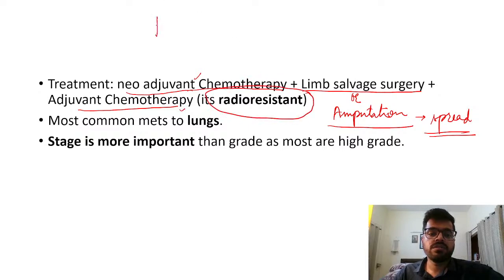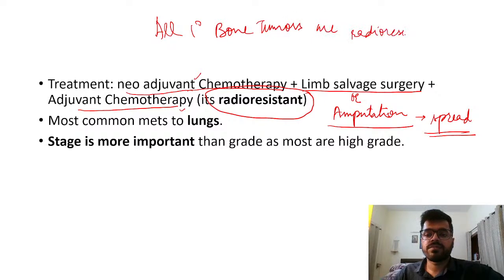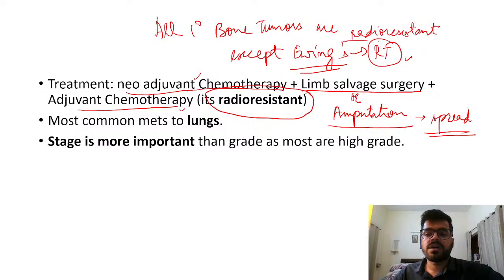All primary bone tumors are radioresistant except Ewing's. Ewing's responds to radiotherapy. We give radiotherapy in Ewing's. All others are radioresistant.